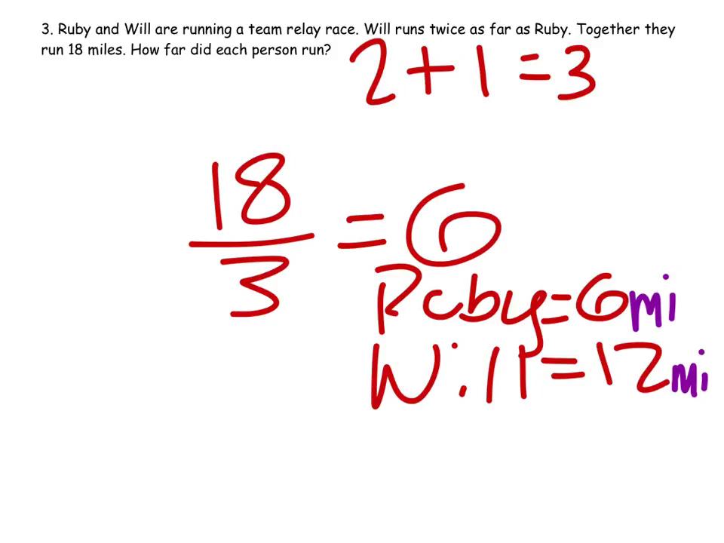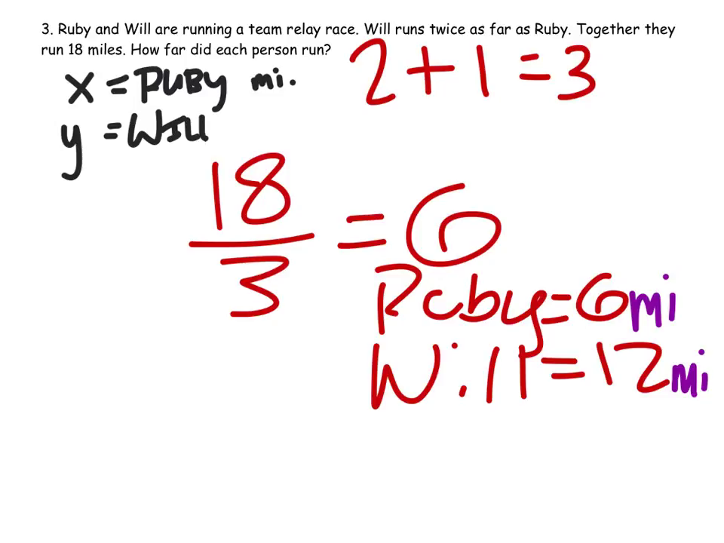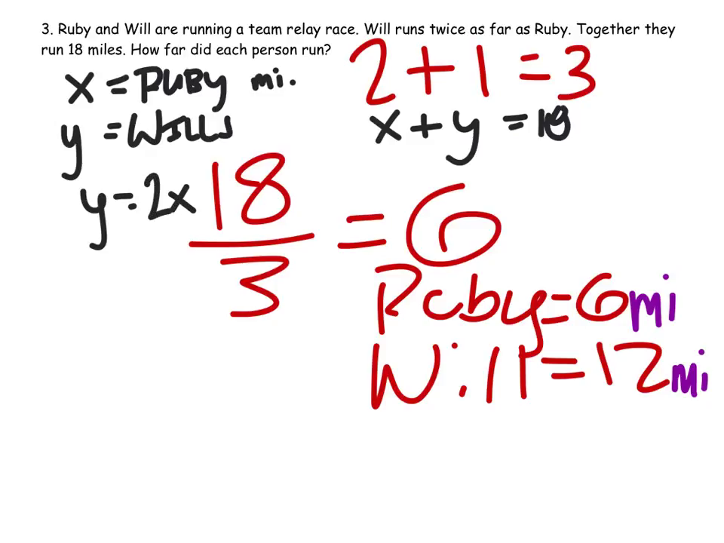So as long as you understand that, if we looked at the equations on this, by the way, it wouldn't be that bad. X equals Ruby's miles, and then Y would be Will's miles. So together, X plus Y, they run 18 miles, right? But we can see that Will is twice as much as Ruby. So we would replace Y with 2X. And that's where that 2 plus 1 comes from, right there. Excellent work.